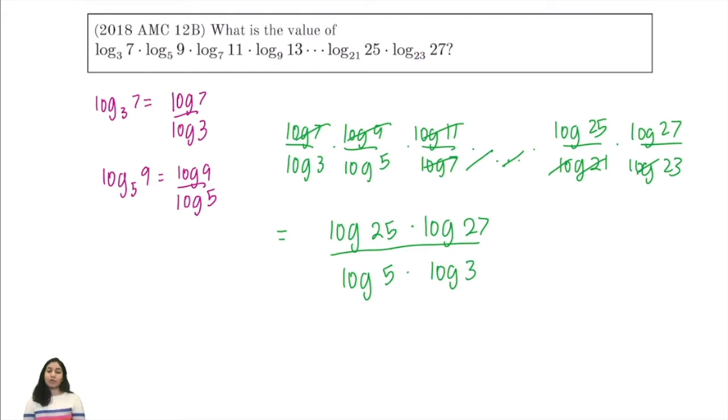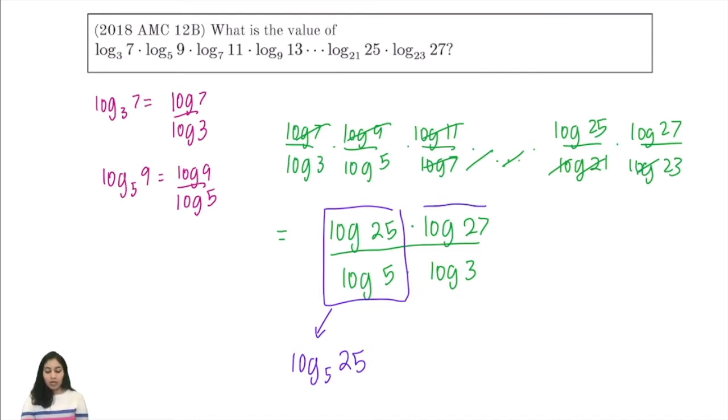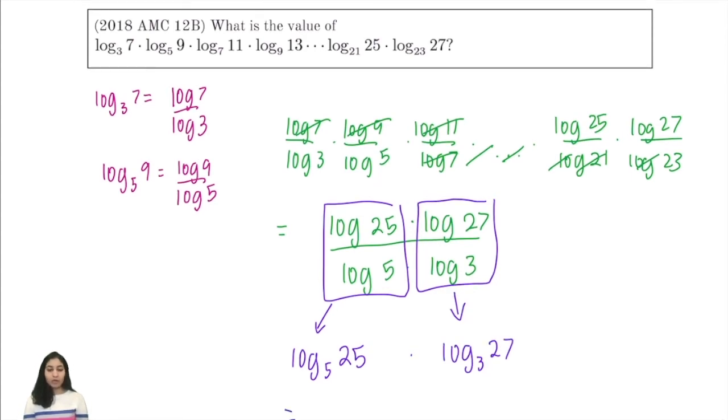So now we're going to use the reverse change of base formula. So log of 25 over log of 5 is actually just equal to log base 5 of 25. Similarly, log of 27 over log of 3 is just equal to log base 3 of 27. So our answer is just log base 5 of 25, which is 2, times log base 3 of 27, which is 3, which is equal to 6. So in this problem, we just used change of base, saw that our sequence is telescoping, and most of the terms canceled out, and then just simplified to get 6.